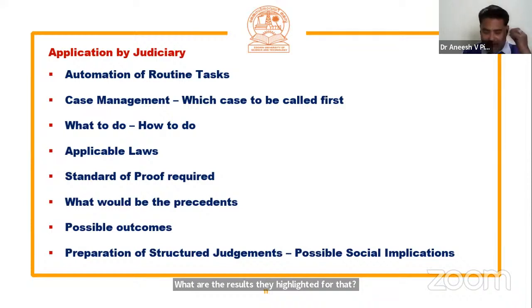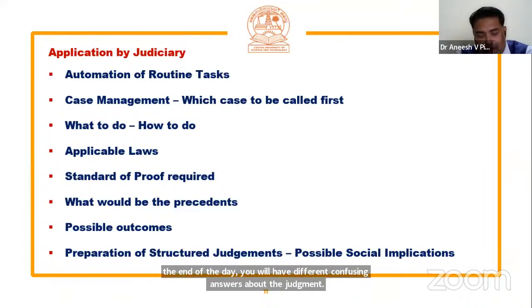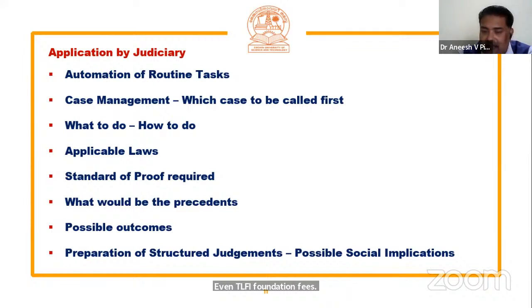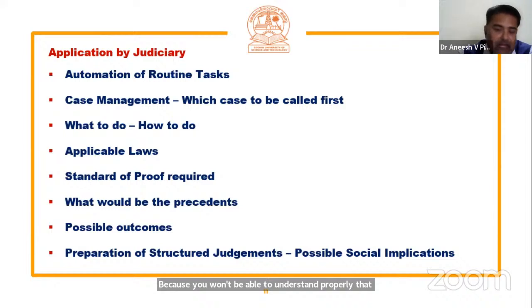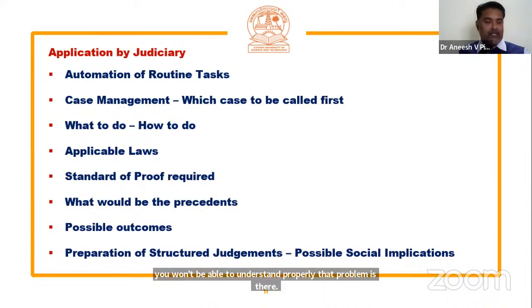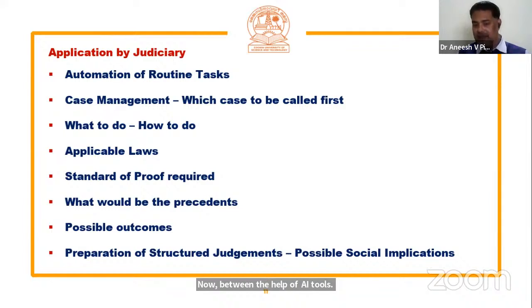Like the Kesavananda Bharati case, that is one of the biggest cases. If you read the opinion of each independent judge, at the end of the day, you will have different, confusing answers about the judgment. Even the TMA Pai Foundation case, or earlier the Mandal Commission case, all these cases, once you read, you will be in trouble because you won't be able to understand properly. That problem is there. Now, with the help of AI tools, the judiciary can deliver judgments in a structured way. That means any common man can read and understand the content of that judgment.